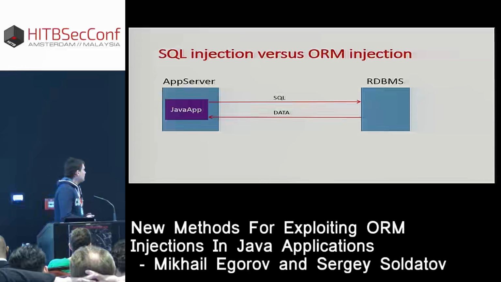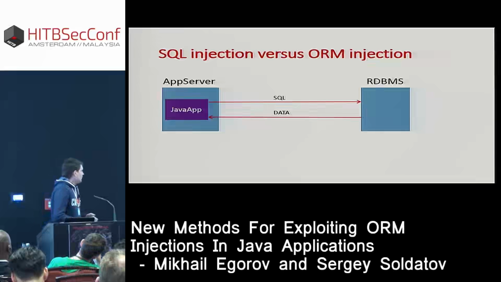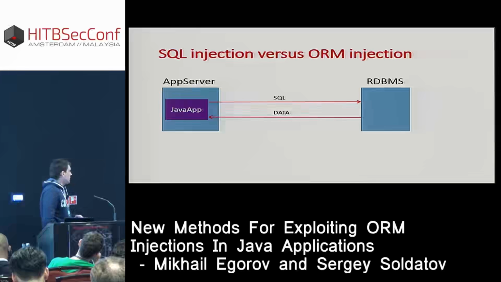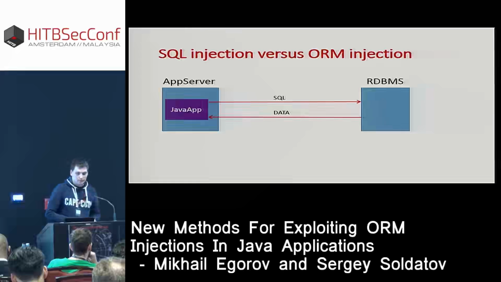Here on the slide you can see the SQL injection scenario. An attacker can inject custom SQL statements through an injection vulnerability in a Java application and obtain data from the database. So in this scenario he can communicate with the database directly through injection.